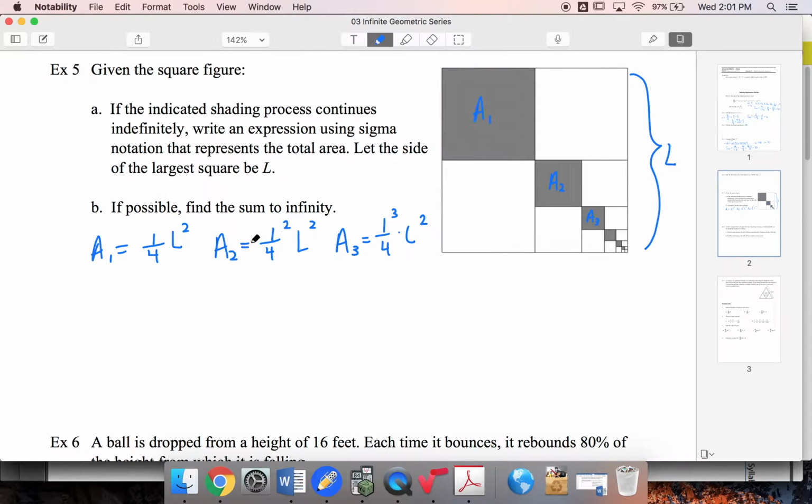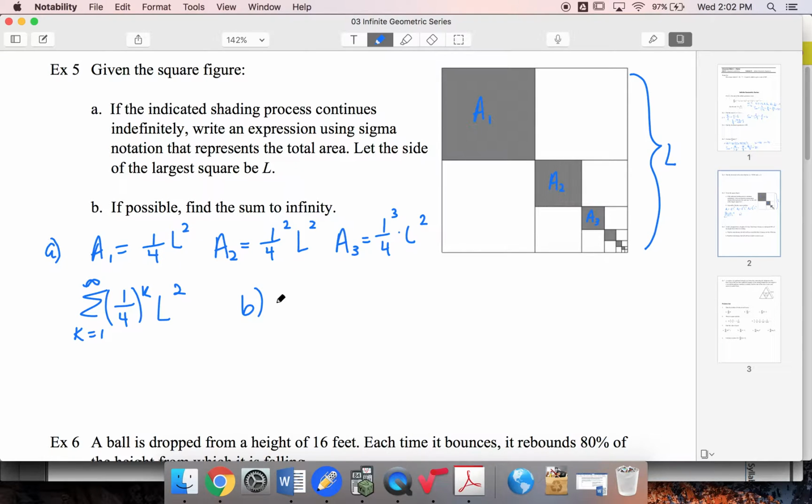So if I want to sum all of those in sigma notation, I'm going to use K equals 1 to infinity. So I'm going to add up infinite areas of 1/4 to the K power times L squared. So there's my sigma notation.